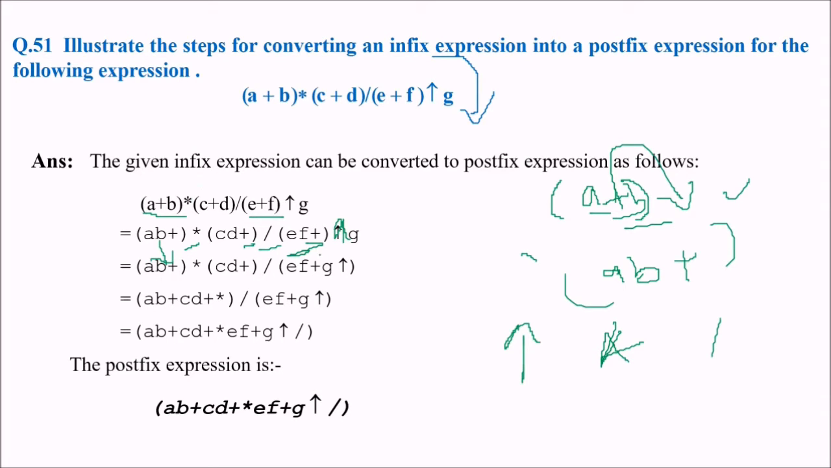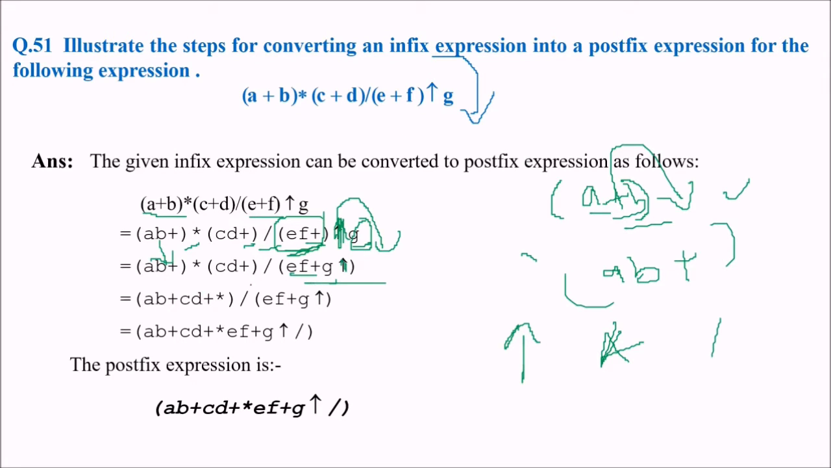What is this? This is exponential. E f plus is one operand, g is another operand, and this is the operator. So how will we write it? E f plus, then the second one g, and then the operator. We have to postfix this operator. So this is also done.